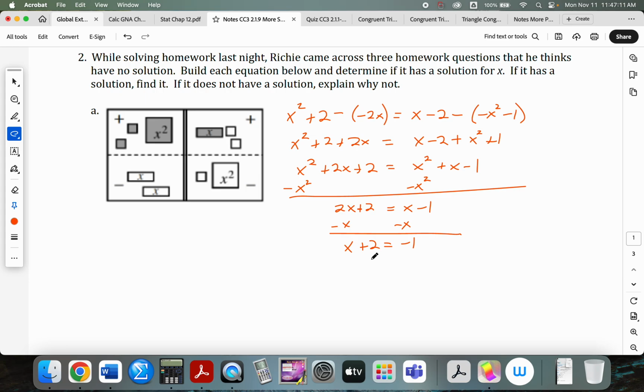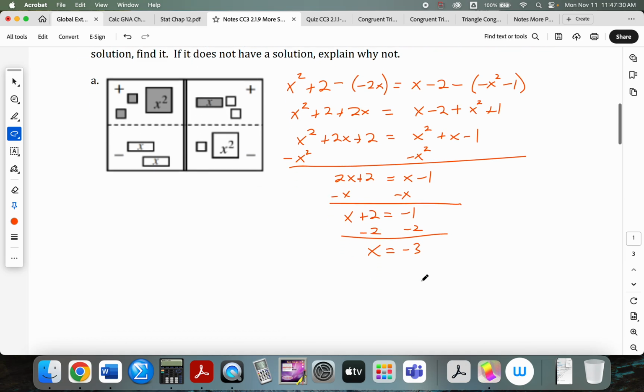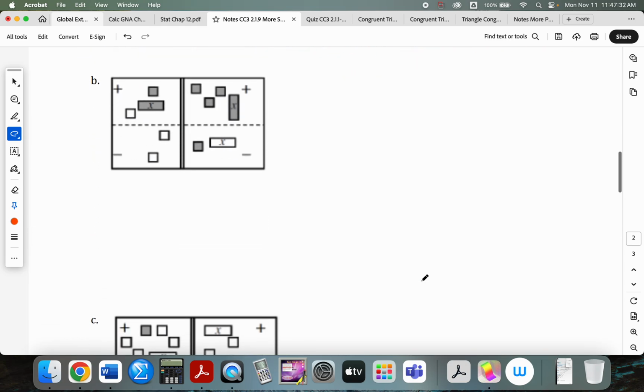To get rid of the positive 2, what do I need to add on? A negative 2. So he's wrong. This does have a solution. The solution is x equals negative 3. All right, let's move on to the next page.